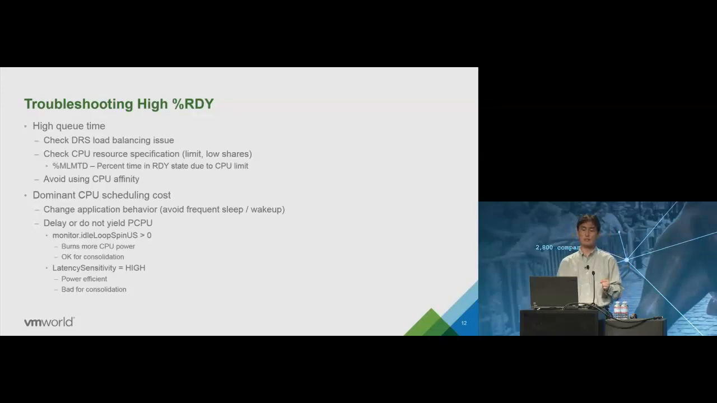And I personally prefer the first approach, idle loop spin microsecond. The idea is you spin a little bit waiting for the next event instead of giving up your vCPU to the VM kernel. I like it because it is better for consolidation. You can pack more VMs, basically.